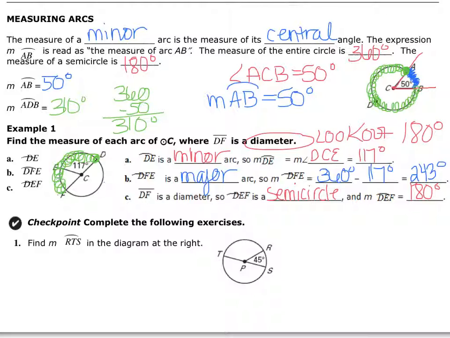I would like you to do checkpoint number 1 here and find the measure of arc RTS in the diagram, and then put your answer in the multiple choice question.